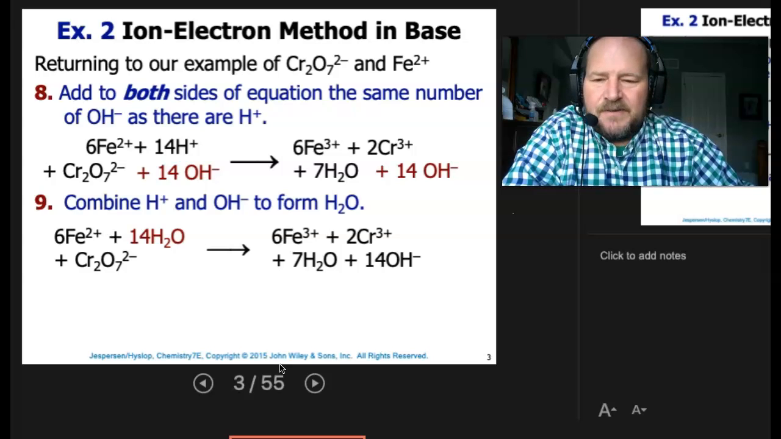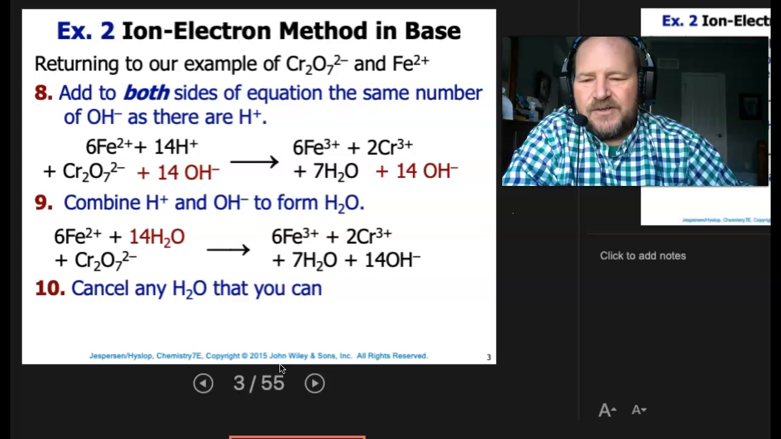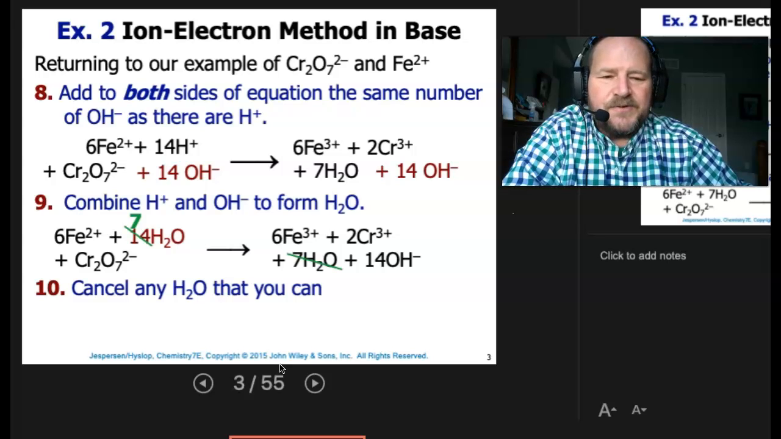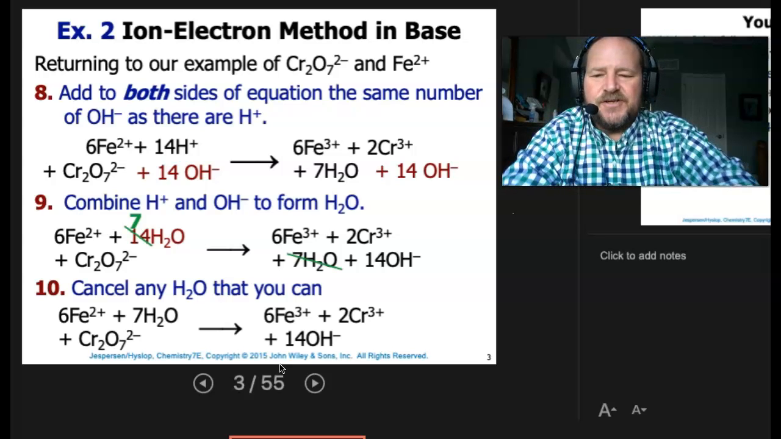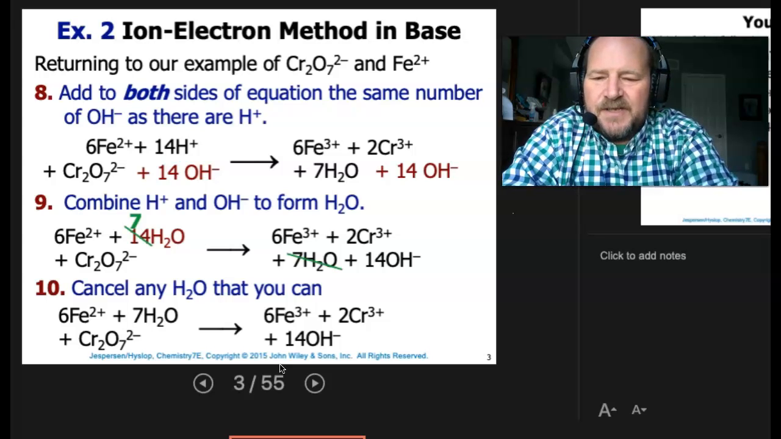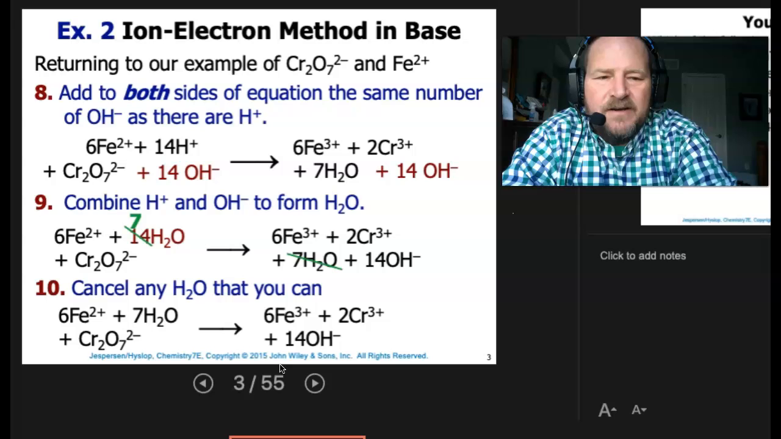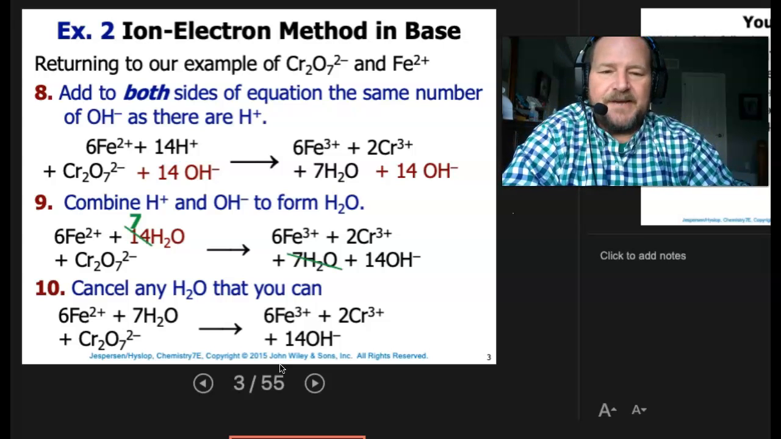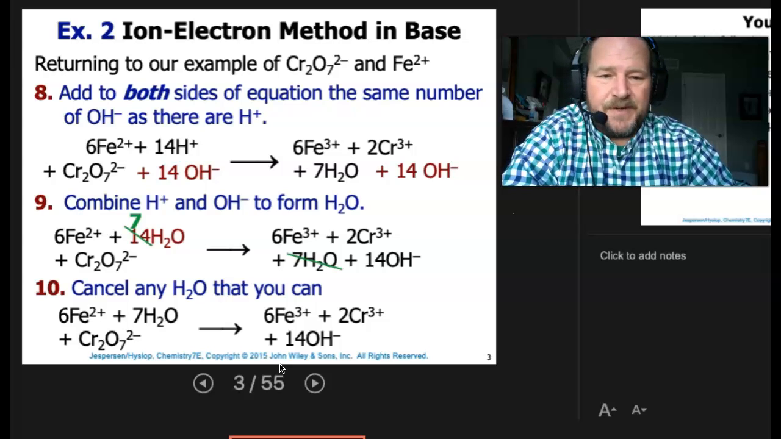And now that last step will be to cancel out the waters. We have 14 waters on the reactant side, 7 waters on the product side. We'll cancel those out and change that to 7, so that our final reaction is now 6 Fe2 plus, 7 waters, plus the dichromate, giving us 6 Fe3 pluses plus 2 chromium 3 pluses plus 14 hydroxides. And now we have a basic solution because we have OH minus instead of H plus. So that's how easy it can be. But again, it's 10 steps. The first 7 would be the same no matter what your solution is, whether it's acidic or basic.